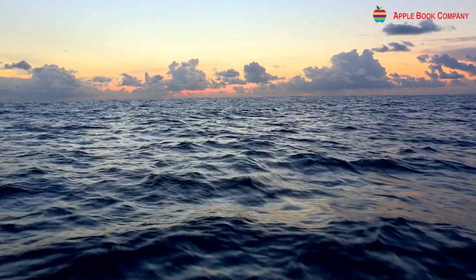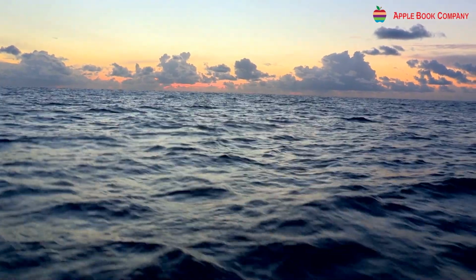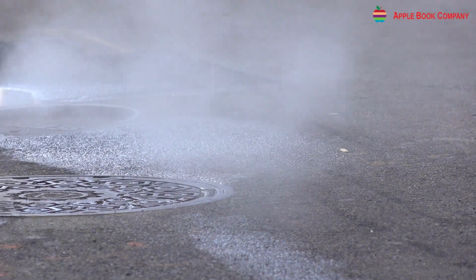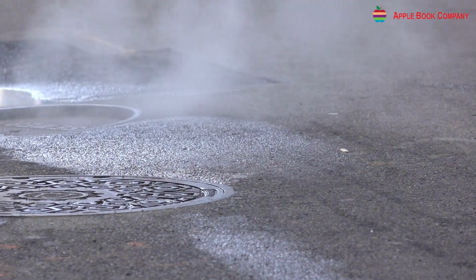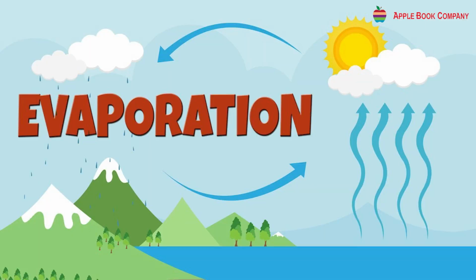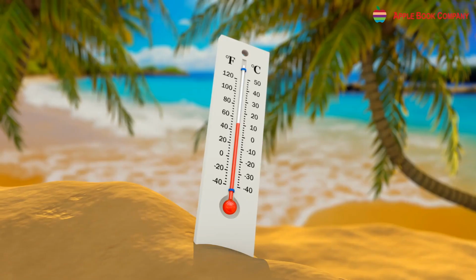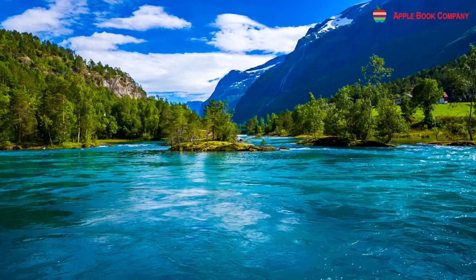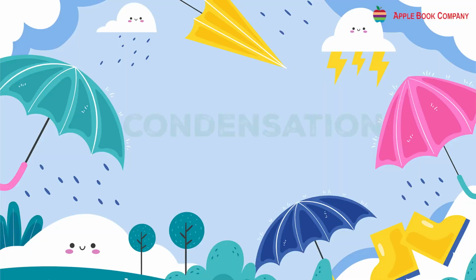Evaporation. Water on the earth's surface gets heated up due to the heat of the sun and changes into water vapor. The process of changing of water into water vapor on heating is called evaporation. The process of evaporation is faster when the temperature is high, when it is windy, when the air is dry, and the exposed surface of water is large.